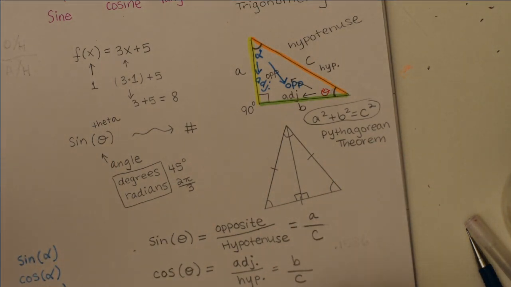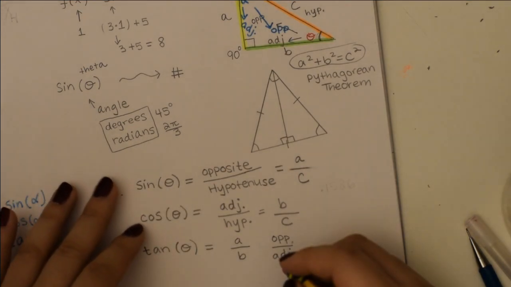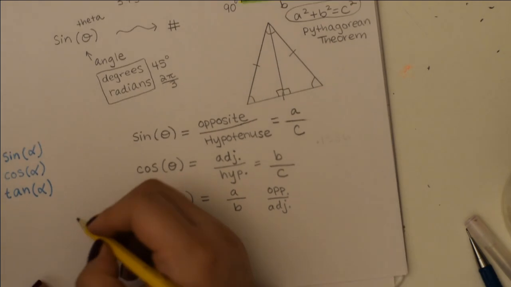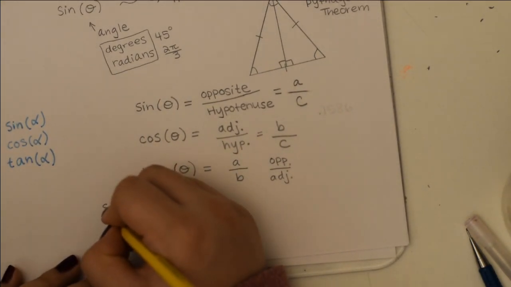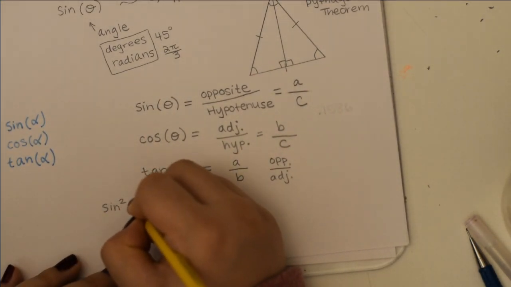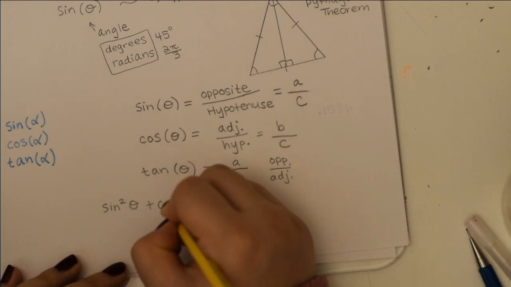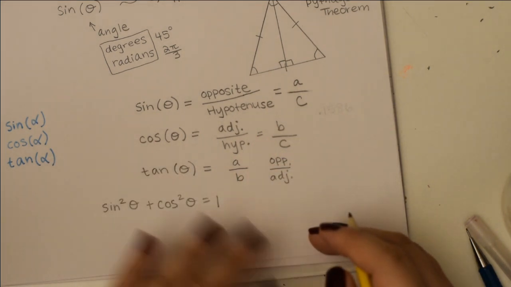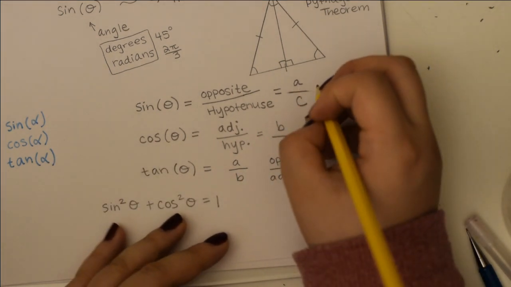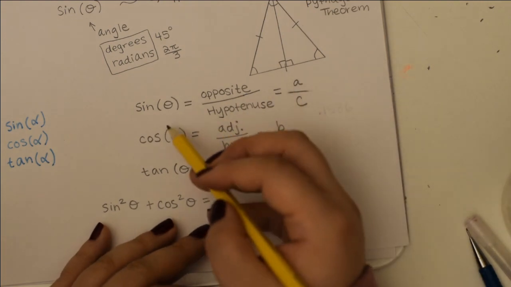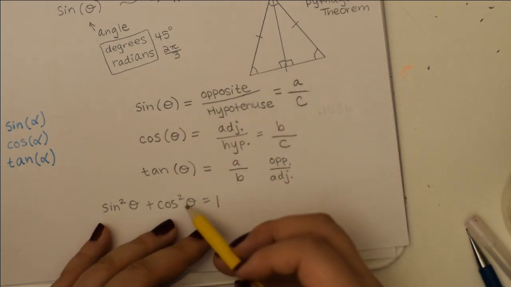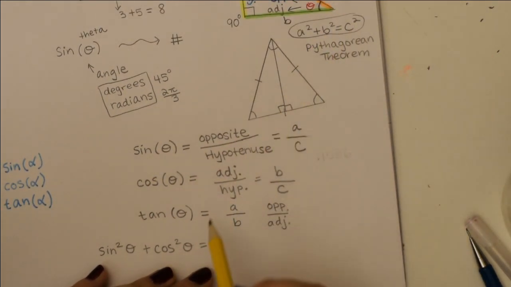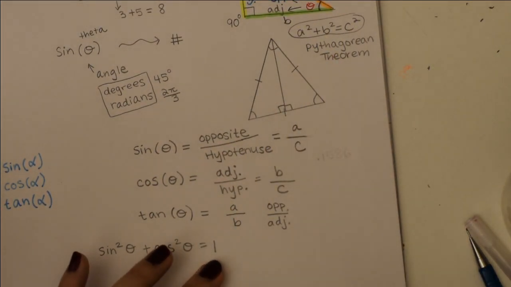From here, what's actually very interesting is you can prove one of our trig identities that says sine squared of an angle theta plus cosine squared theta is 1. And this is a neat little algebra thing that we can do later, but you can plug in a over c and b over c here and use the Pythagorean theorem to show that it's actually 1, which I think is cool.